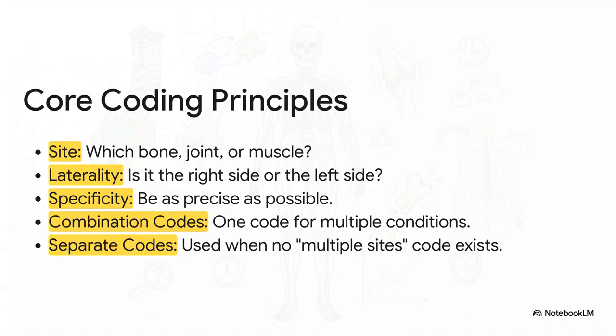These right here are the fundamental questions that every single coder has to answer. It is not enough to say a leg is injured. Which bone? Is it the right leg or the left one? Specificity is absolutely everything. And when you have conditions that are linked, you use combination codes to tell that whole interconnected story with just one entry.